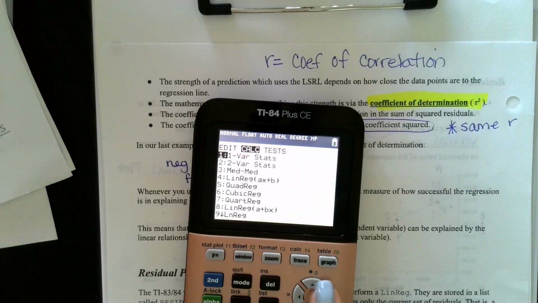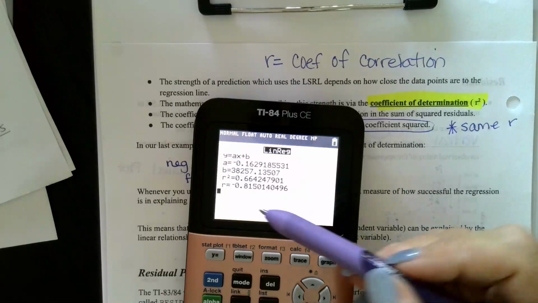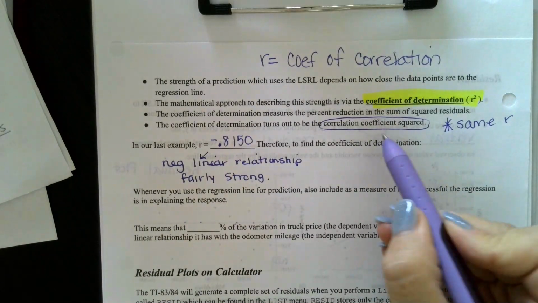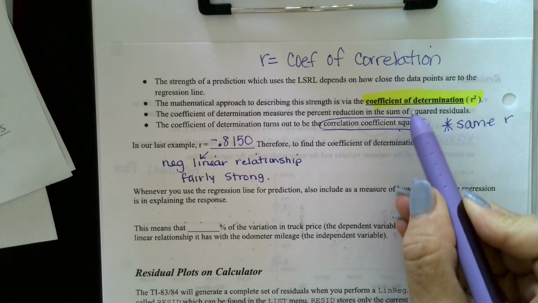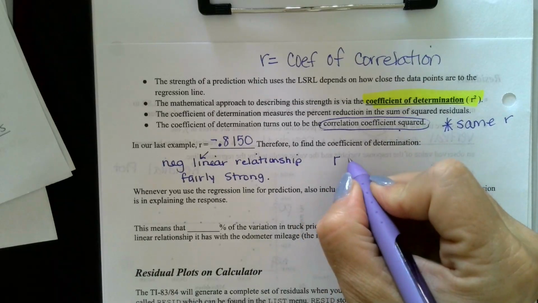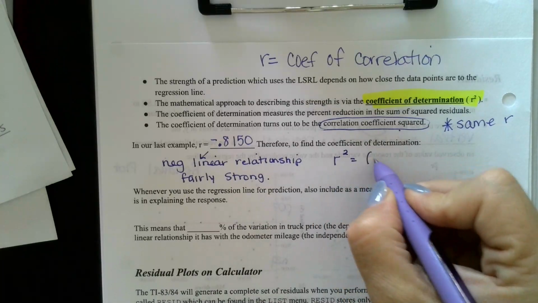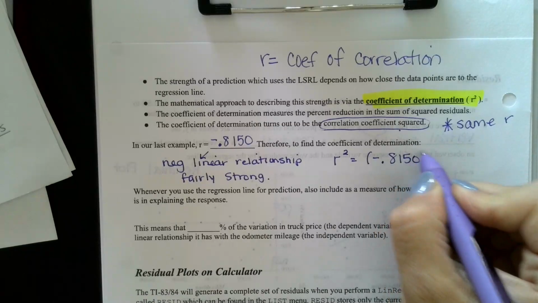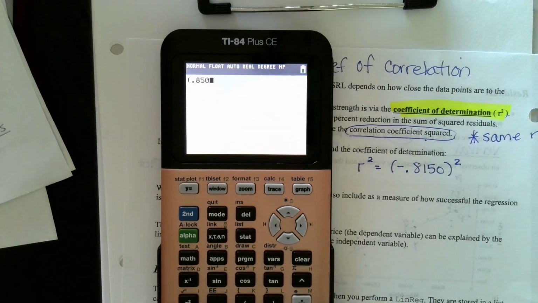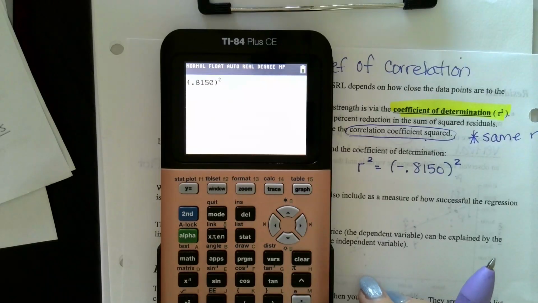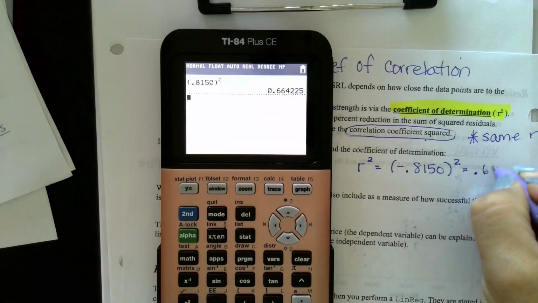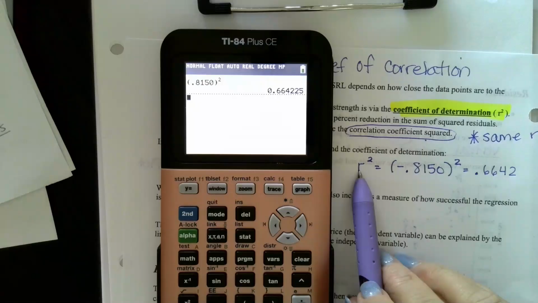Okay, so now if I go back here and get this data again, I have this R value. What we said is that the correlation coefficient squared is my coefficient of determination. So here's what I'm going to do. I'm going to take this R value and square it. So if I take negative 0.8150 and square that value, let me just do that real quick. 0.8150 squared. Oh, and I don't have a negative there, but it doesn't matter because you're squaring it, so it's going to go away. So what I get here is 0.6642. My R squared value is 0.6642.